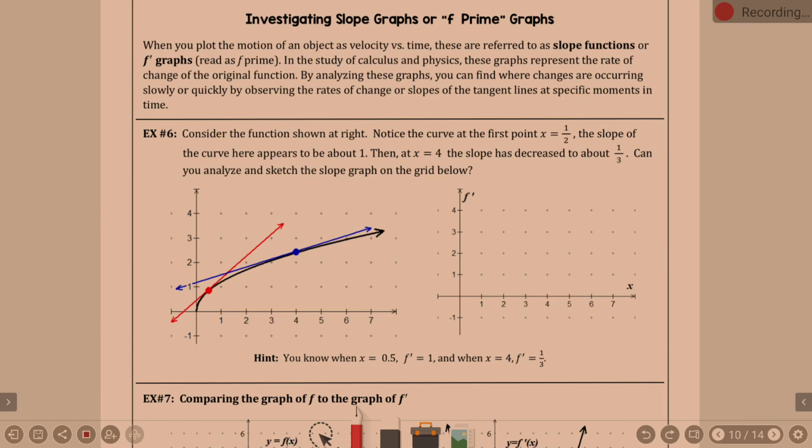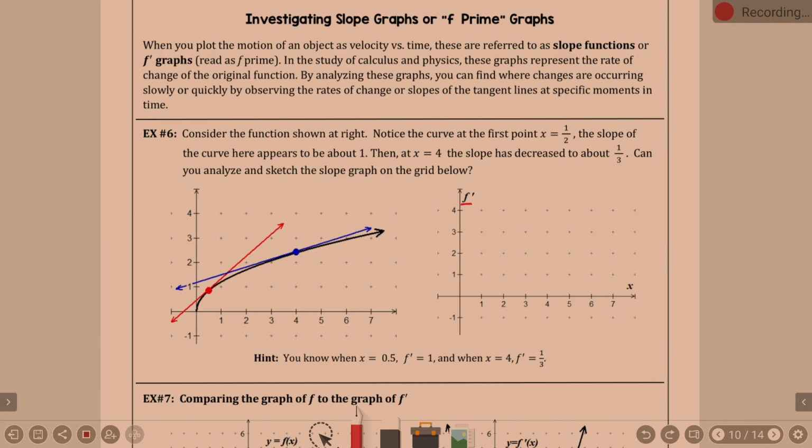As we look at this next spot, when you plot the motion of an object as velocity versus time, okay? I've spent 2 days on this in the past. Okay, when you plot the motion of an object as velocity versus time, these are referred to as slope functions, or f-prime graphs, okay? In the study of calculus and physics, these graphs represent the rate of change of the original function. By analyzing these graphs, you can find where changes are occurring slowly or quickly by observing the rates of change or slopes of the tangent lines at specific moments in time. So this is where we start talking about being able to draw a derivative graph, okay?